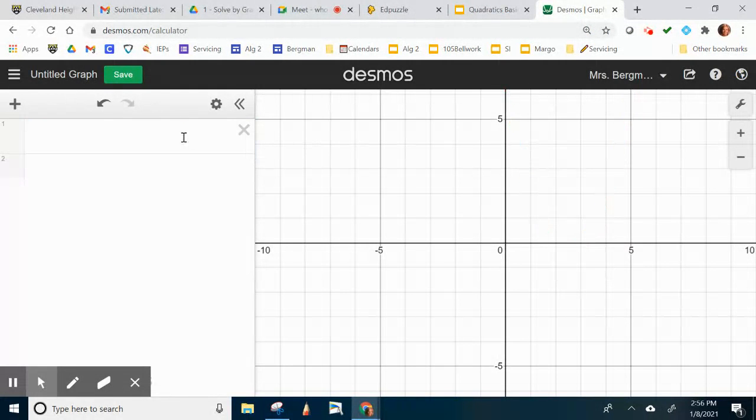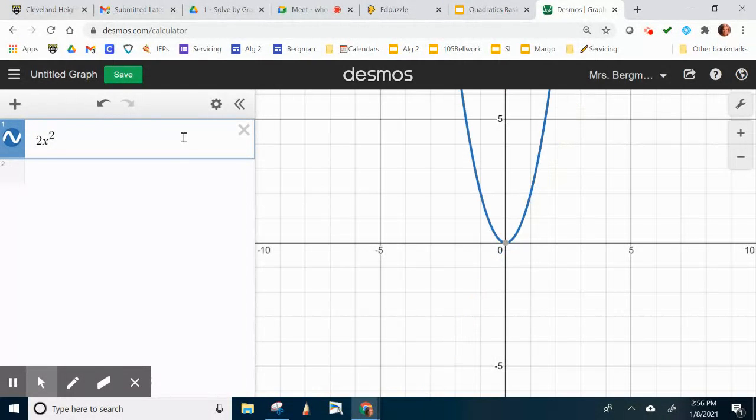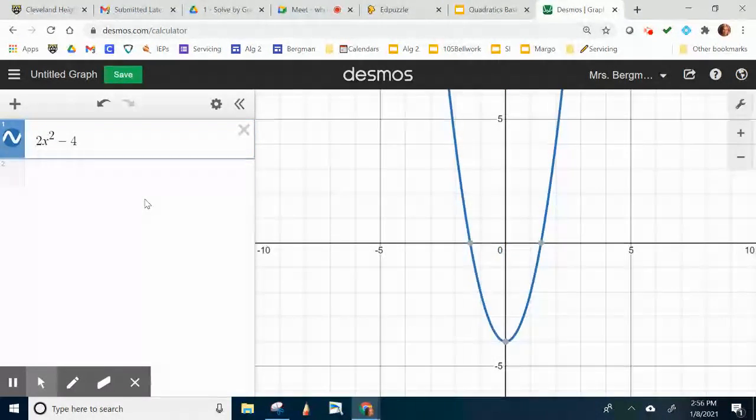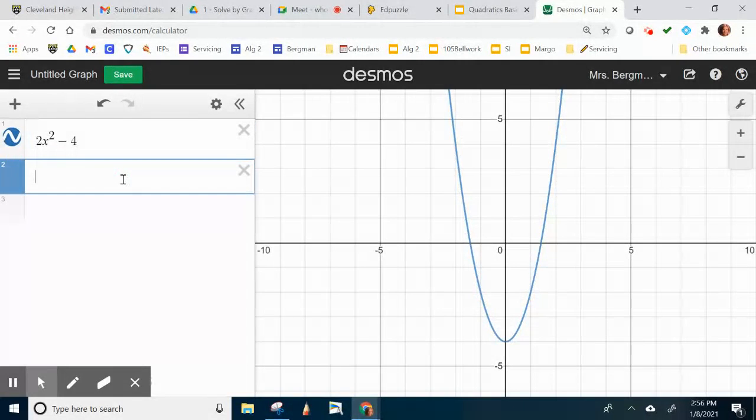Let me clear this out. So the left half was 2x squared minus 4. So there's a quadratic. But I'm not done, because on the right half of the equation it said minus 2x. So what is going to happen here is I'm breaking it up. I'm putting one half of the equal sign on one line, the other half on the other line. And then I'm going to look at the graph. And the solution is where the two graphs intersect, where the two graphs touch. So they touch here and here.